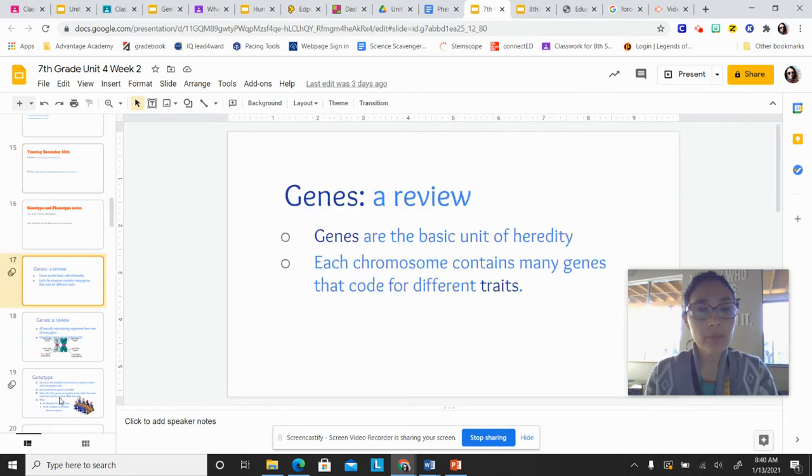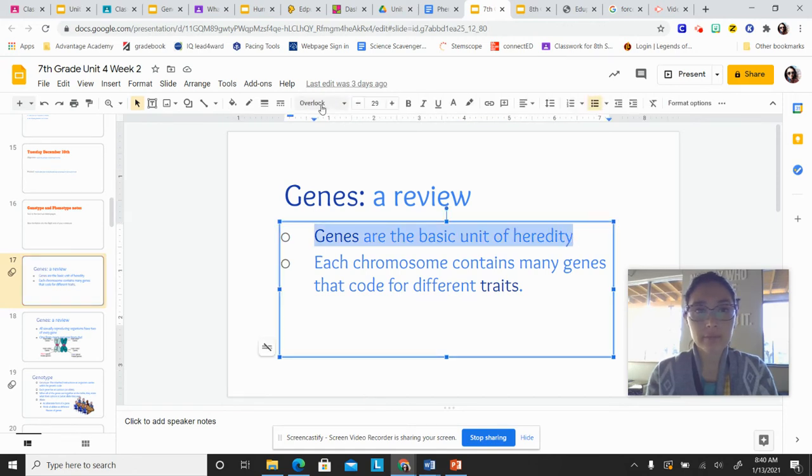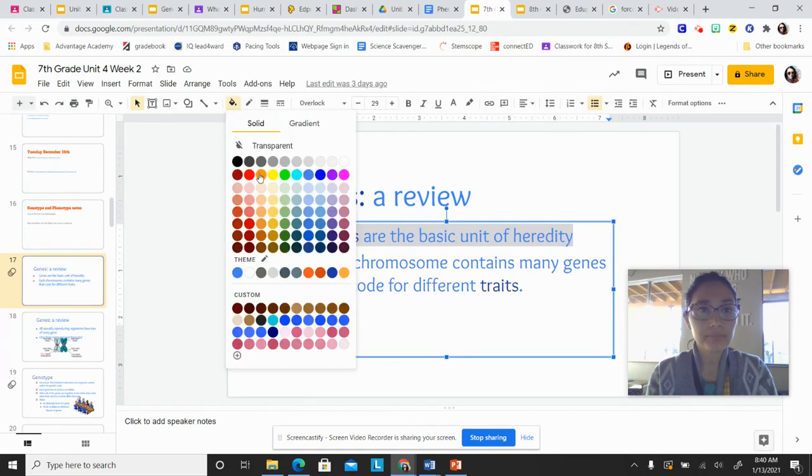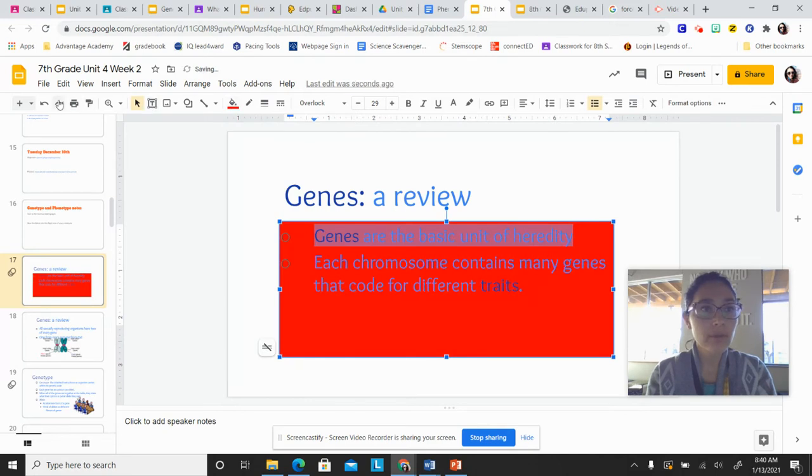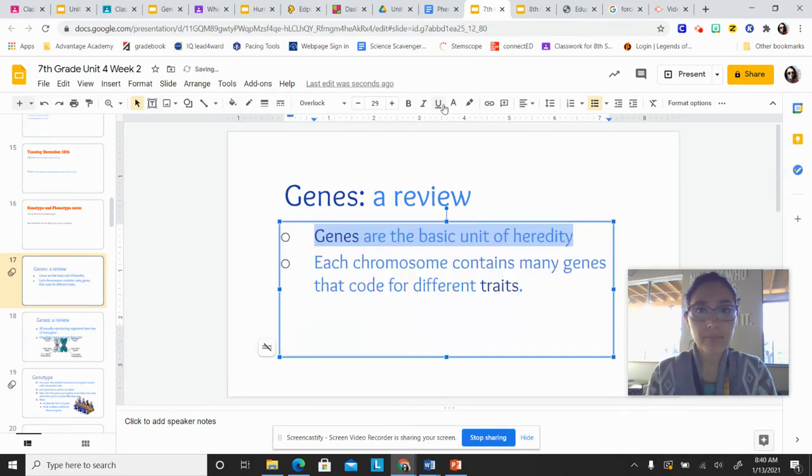So those of you at home, you will be doing notes also, and you are going to be writing what is in red when I change it into red. So the first thing you're going to do is, what are genes? We're reviewing what are genes.